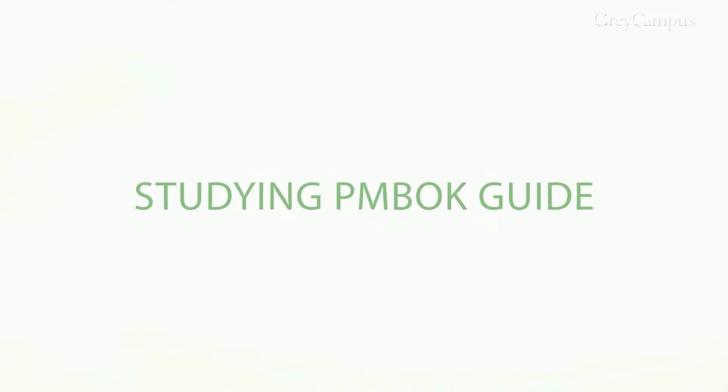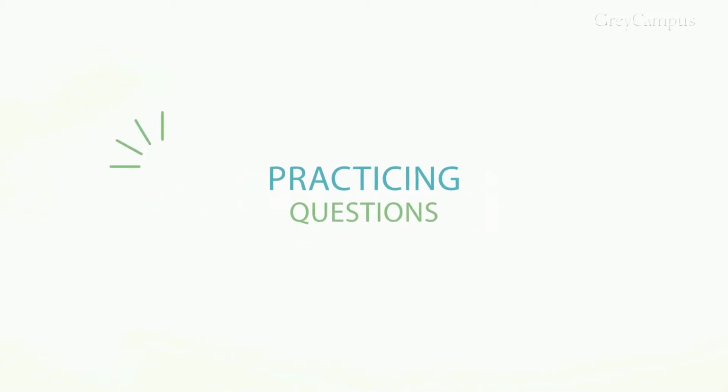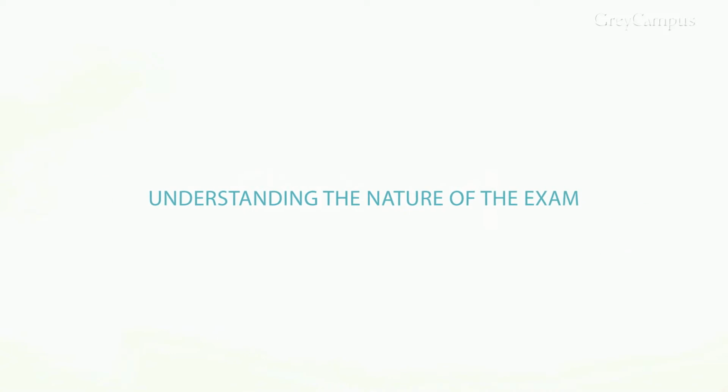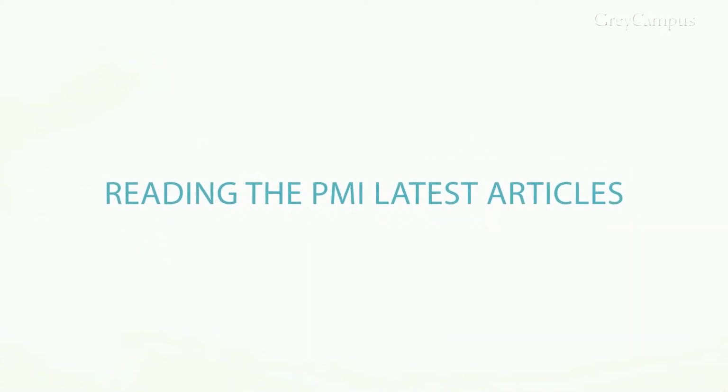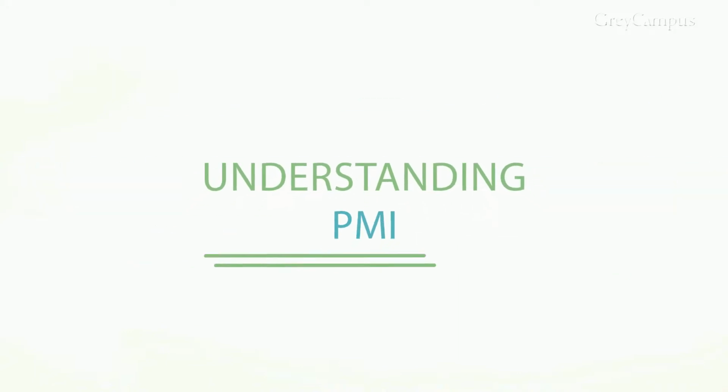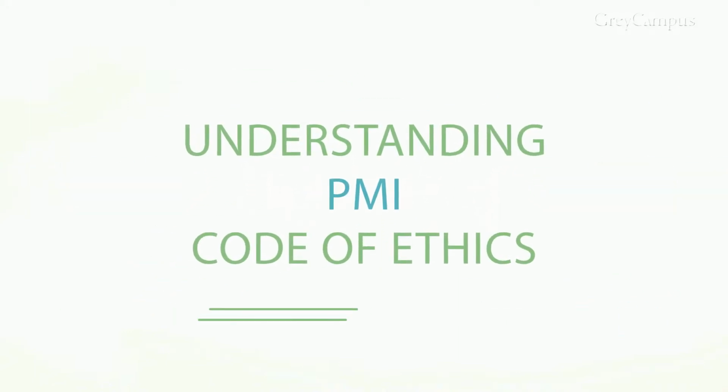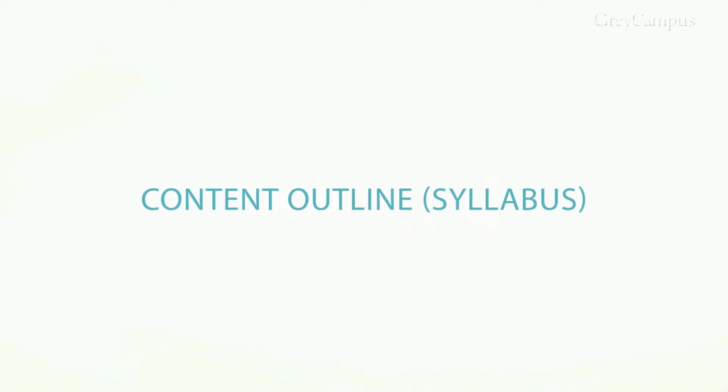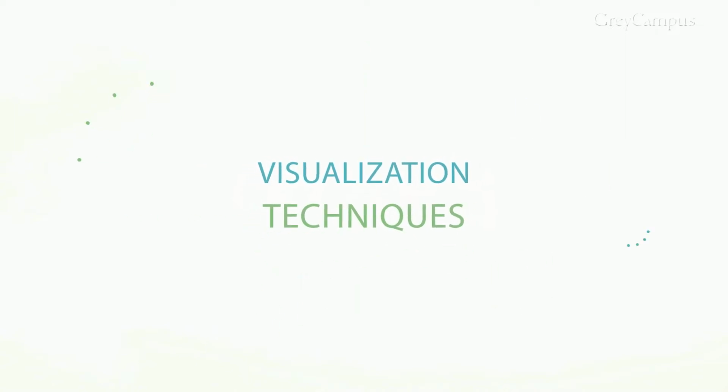So in part 1 I covered the exam success tips, basically things like studying the PMBOK guide, practicing lots of questions, understanding the nature of the exam, using an exam study guide, reading the PMI articles, the latest articles, also understanding the PMI code of ethics, as well as the exam syllabus, which is the content outline, and also finally motivating yourself and enthusing yourself using techniques like visualization and so forth, by focusing on the end goal rather than getting stressed about the hard work you have to do.